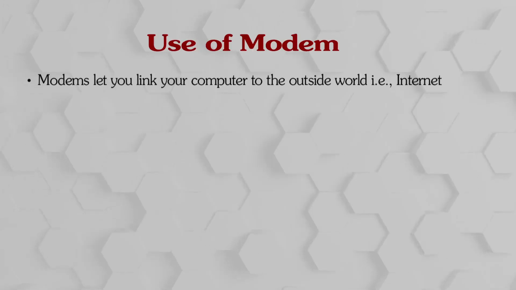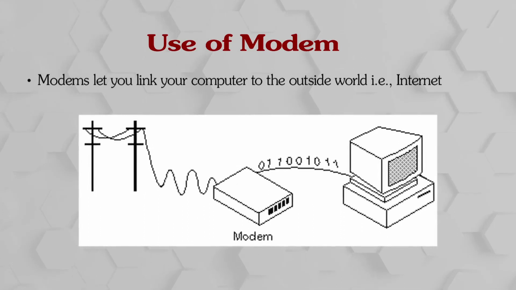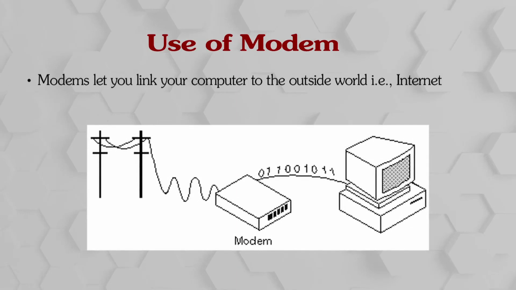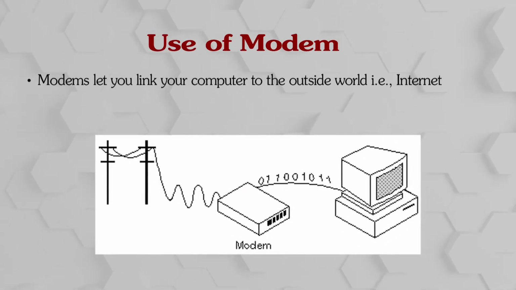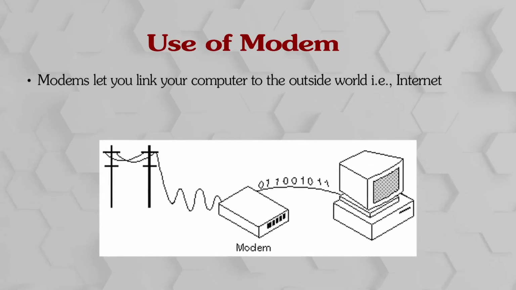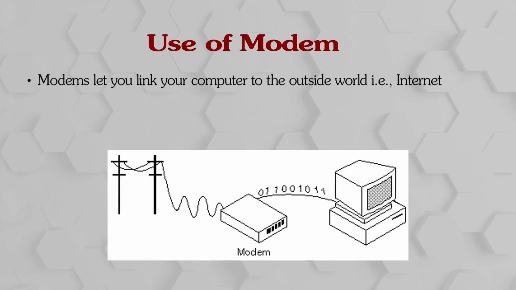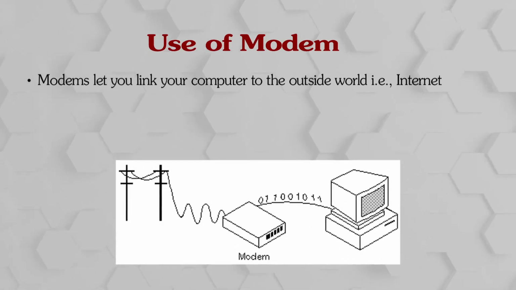Now, a modem lets you link your computer to the outside world. We are just listing some of the functionality of a modem. A modem lets you link your computer to the outside world, that is, the internet. For example, we'll describe at a later stage what the internet is, what a computer network is, what the World Wide Web is. All this terminology you will come across at a later stage.